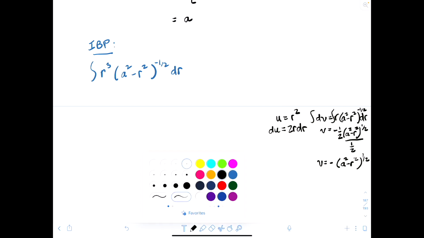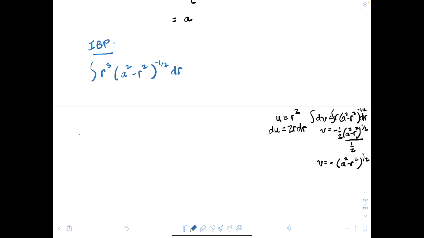Okay, so plugging that in, we will have the integral of, or no, sorry, u times v. So that would give us negative r squared times a squared minus r squared to the positive 1/2. And then we're going to have minus the integral of negative a squared minus r squared to the 1/2 times 2r dr. It's just integration by parts.